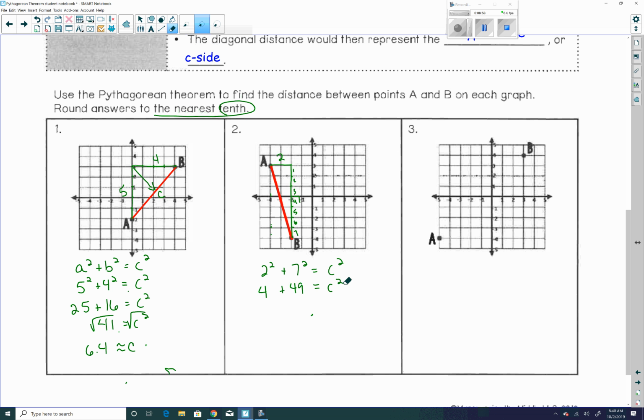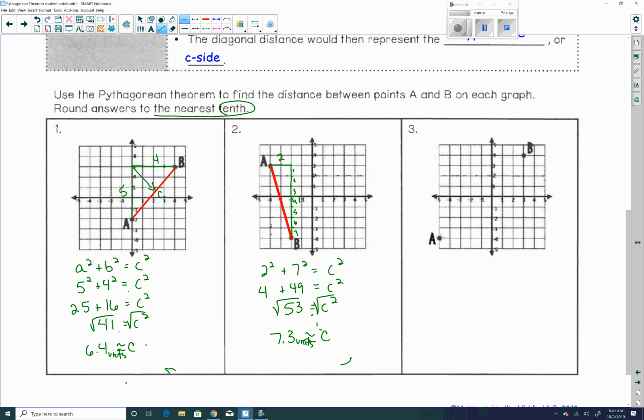So 2 squared is 4. 7 squared is 49. 49 plus 4 is 53. Taking the square root would be 7.28. So I'm going to say c is approximately 7.3. And I should have units written in here. I'm sorry that I didn't do that on this one. We should always say what our units are in case we're dealing with different kinds of units like miles or inches or something like that.